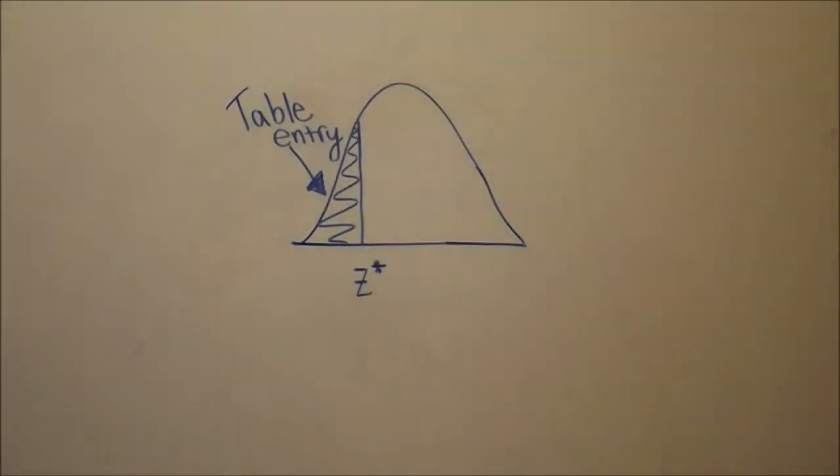Find the number from the left side of the table. Once you have the z-score, you have the probability of the left side of the graph.